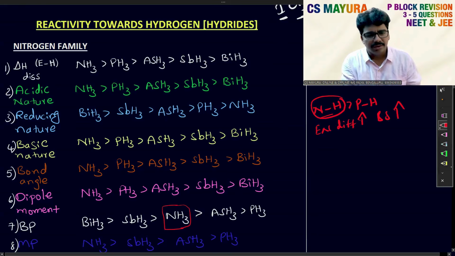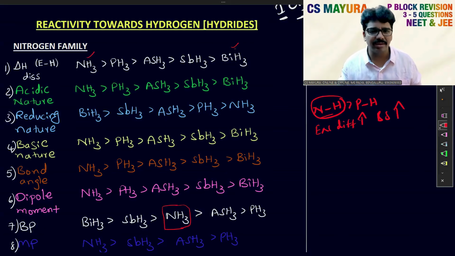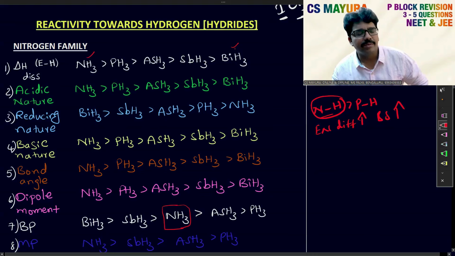So in the 15th group hydrides, down the group, electronegativity gradually decreases, so bond dissociation enthalpy gradually decreases. So from ammonia to bismuthine it gradually decreases. See, ammonia is non-poisonous. All the remaining ones, phosphine, arsine, stibine, bismuthine, are poisonous gases. That's why nitrogen family elements are called pnictogens.